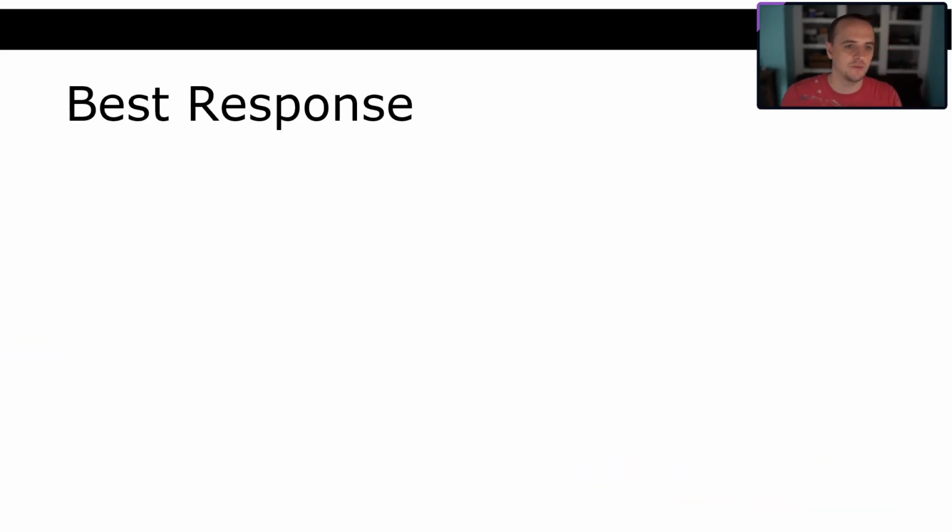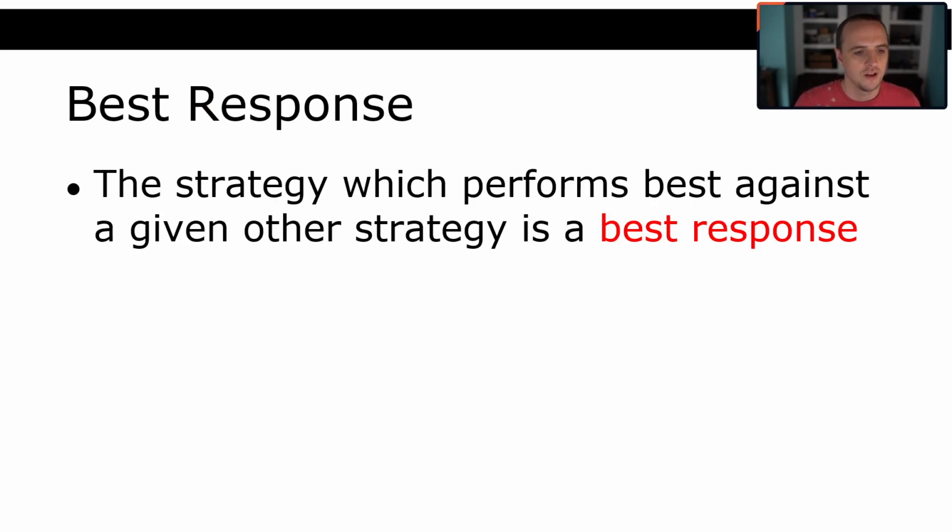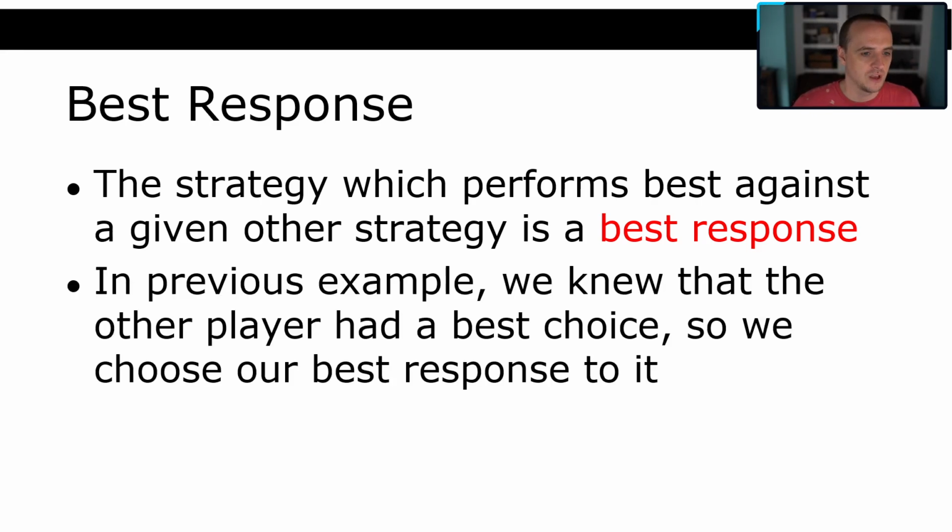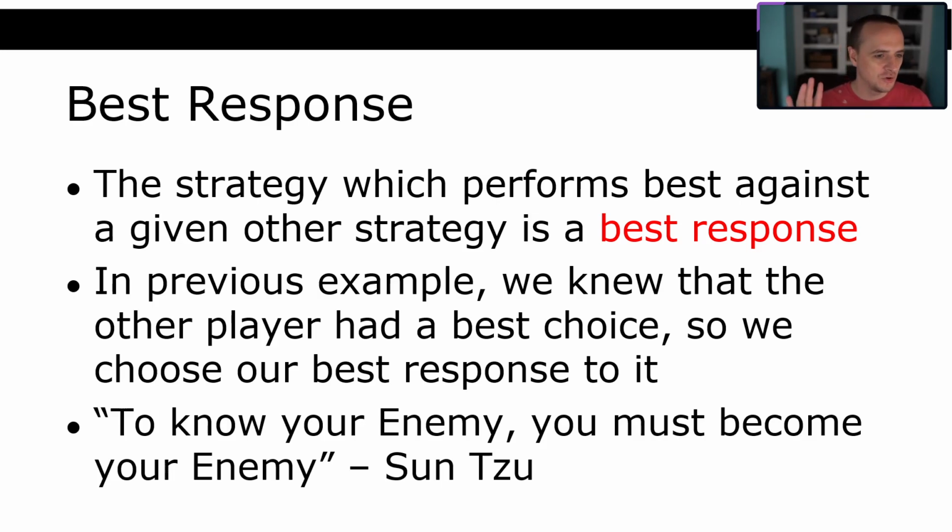So best responses. Now we have this term that we're going to look at in a little bit more detail. The strategy which performs best against a given other strategy is a best response. So in the previous example, we knew that the other person had a best choice, so we choose our best response to it. And Sun Tzu in The Art of War says, to know your enemy, you must become your enemy, right? So you become your enemy, you think what they would do, and then you make your choice based on that.